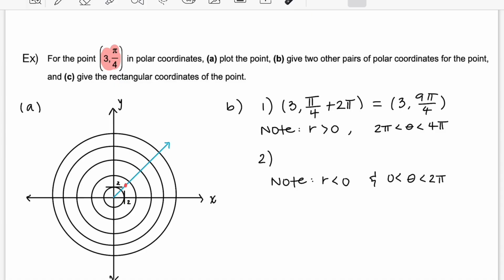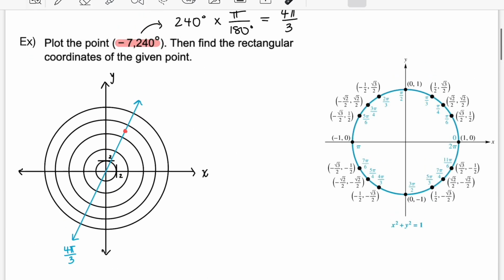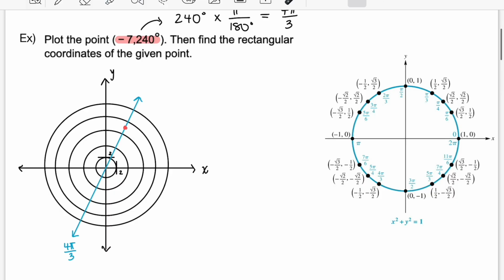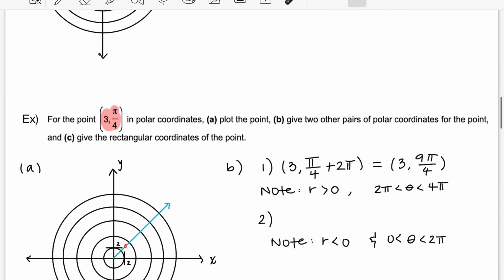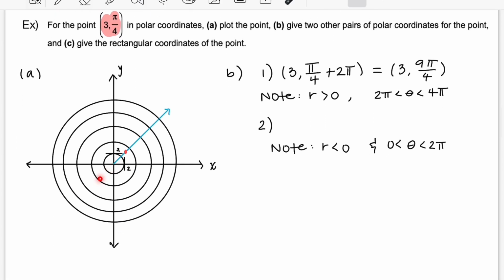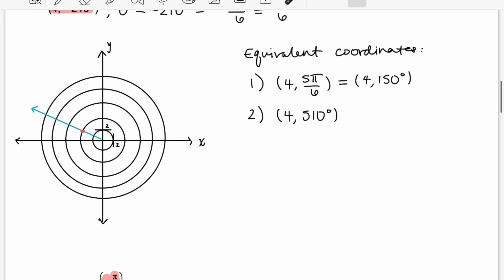Now, in this case, we're going to have to employ some reasoning that we saw in the first example. Now, if you remember, let's go back to this example here. Looking at theta, we had our original ray here for 4 pi over 3. Now, since our radius was negative, this point is going to be 7 units in the opposite direction of that ray. So what we had to do was go in the opposite direction and plot our point on this ray here. So if we use this same reasoning, we could start with the ray in this direction here.